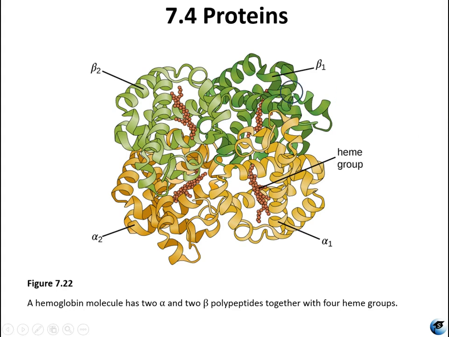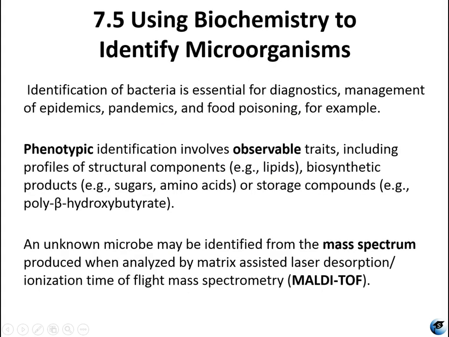This is figure 7.22. This is a hemoglobin molecule showing two alpha polypeptides bound together with two beta polypeptides and four heme groups. This just shows how complex and rather large protein molecules can be, which makes sense since proteins are so integral as structural components of cells.